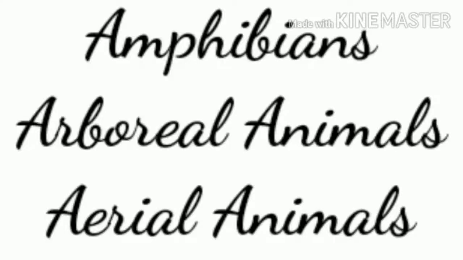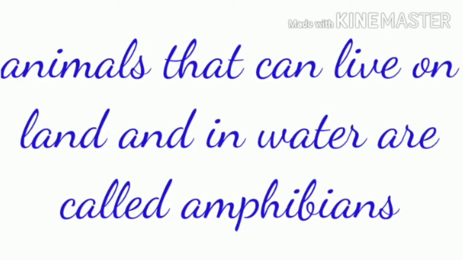3. Amphibians. Animals that can live on land and in water are called amphibians. I'll repeat again. Animals that can live on land and in water are called amphibians.